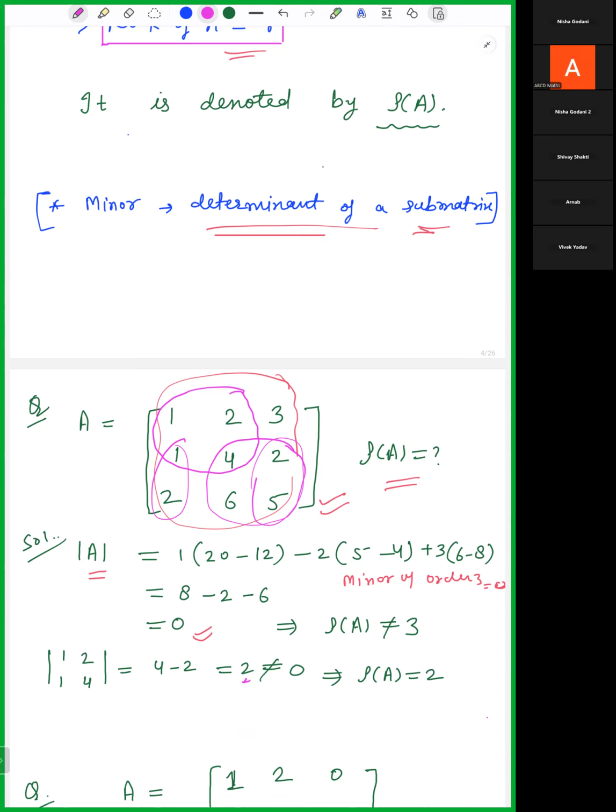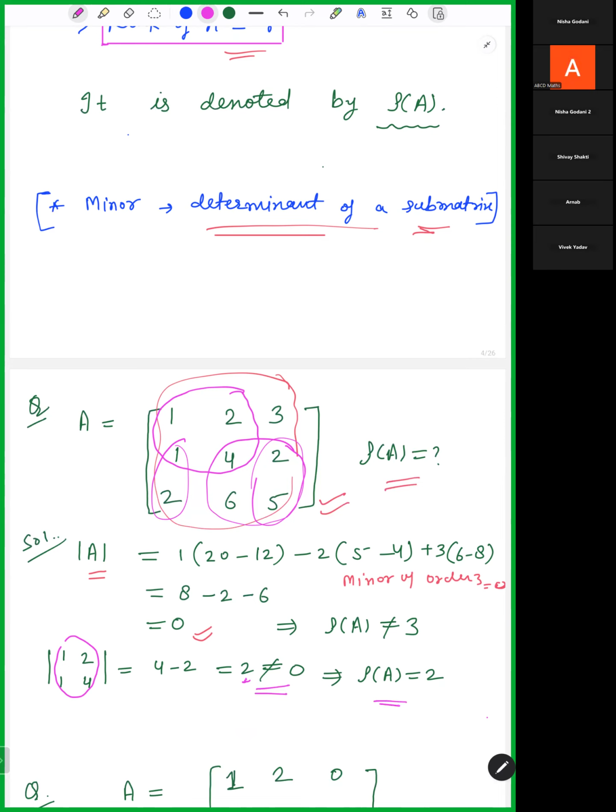Why 2 cross 2, why not 1? First you have checked for 3 cross 3, then you decrease the order, so first you check order 2 cross 2. If you find at least one submatrix of order 2 cross 2 which gives a non-zero determinant, then the rank will be 2. In this case, I have taken this submatrix 1 2 1 4. It gives a non-zero determinant, so the rank is 2.